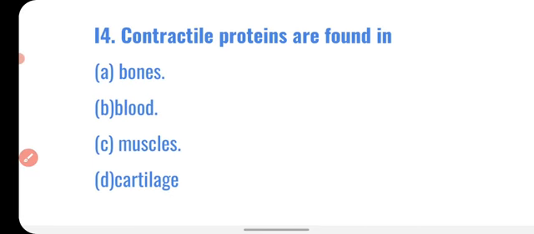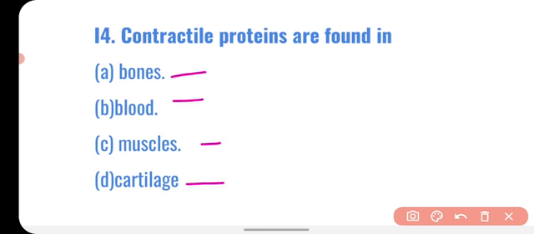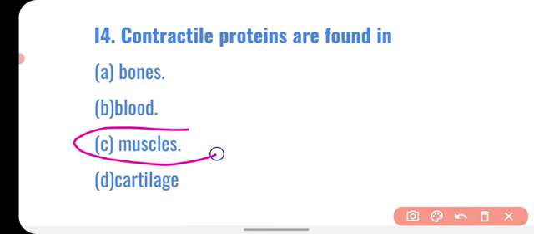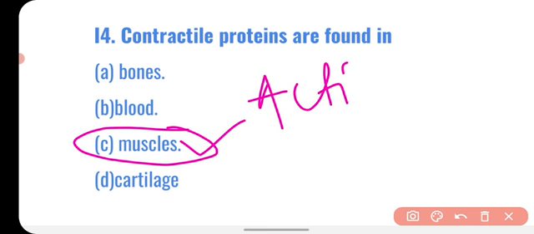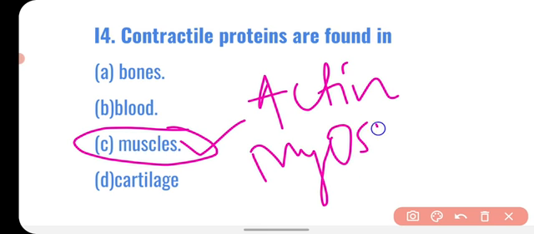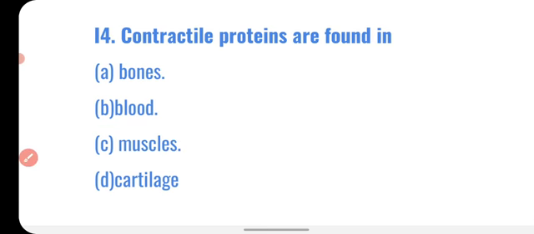Question number 4. Contractile proteins are found in. So in which of the tissues are the contractile proteins found? Bones, blood, muscles and cartilage. So you know that the muscles have the characteristic feature of contraction and relaxation, expansion. So the muscles have the contractile proteins, which are actin and myosin, which cause the contraction in muscles, and that's how they bring about the movement in our body. So the correct option is muscles.